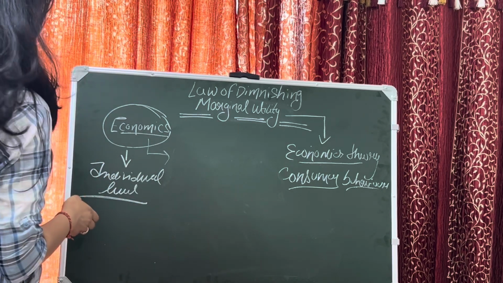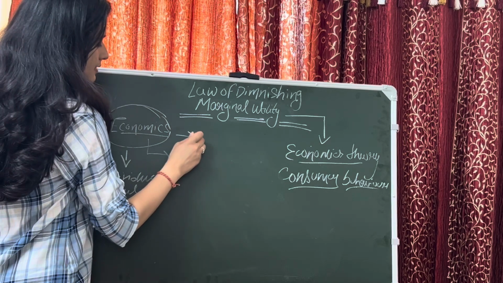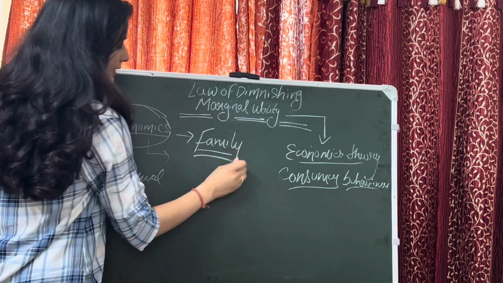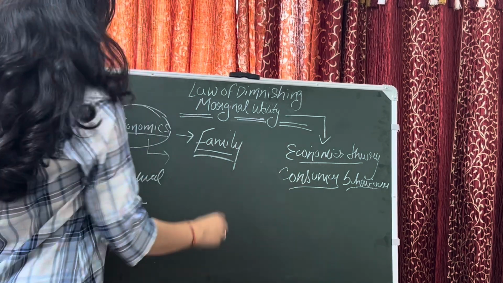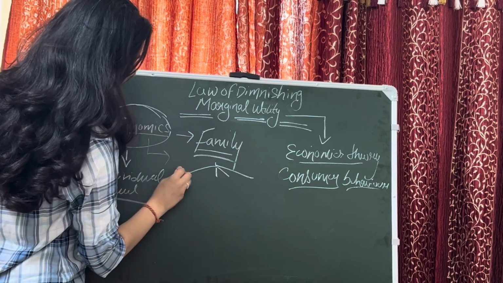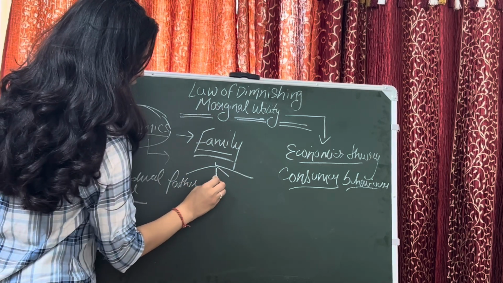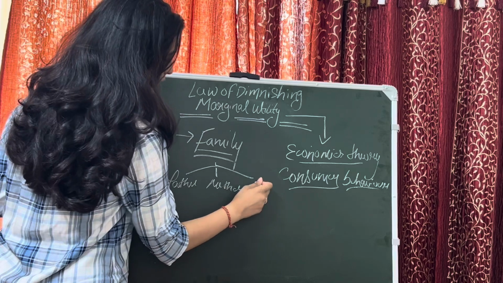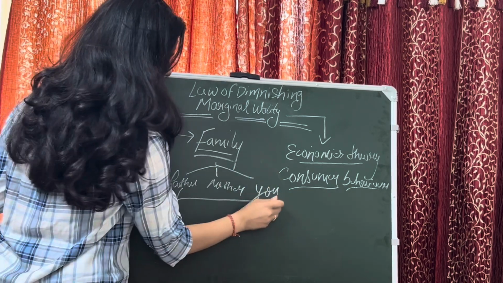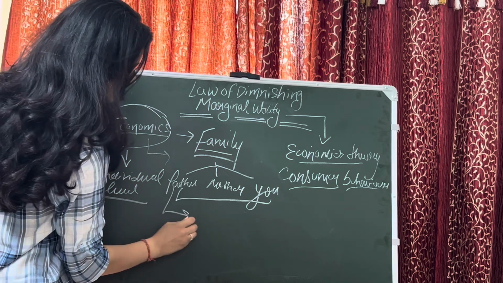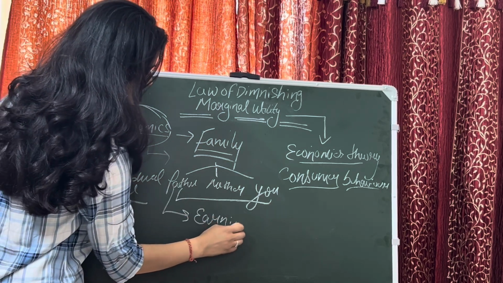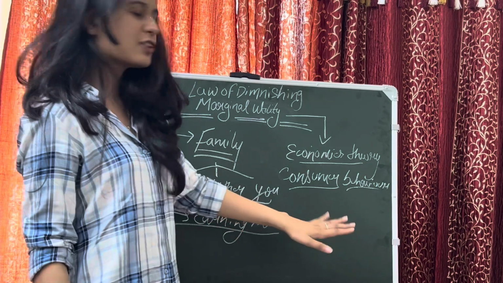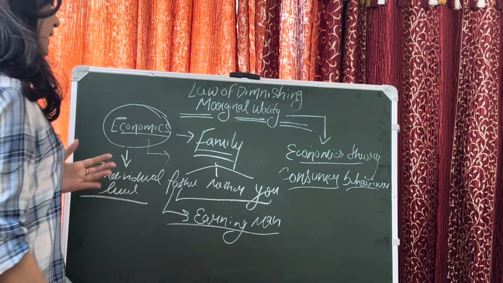To help you understand economics at the individual level, let us consider an example of a family, so that you understand better. A family has 3 members: your father, your mother and you. Your father is the earning man, the working man in the family. As you are studying, your mother is a housewife, let's say. I'm just saying this for the example, it is not necessary.